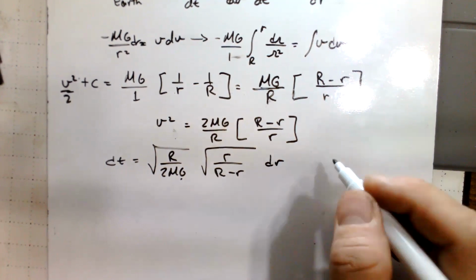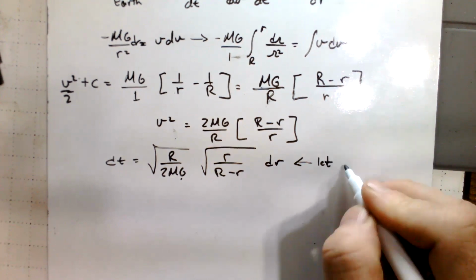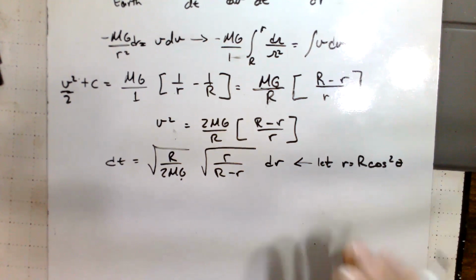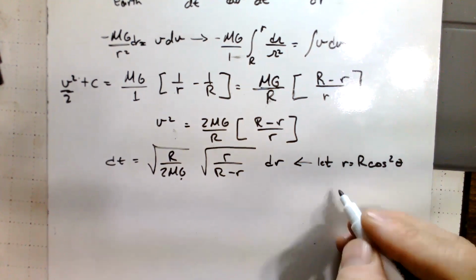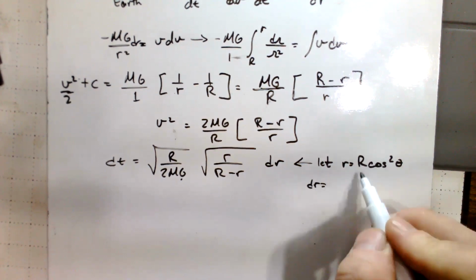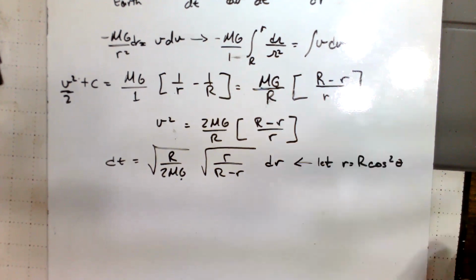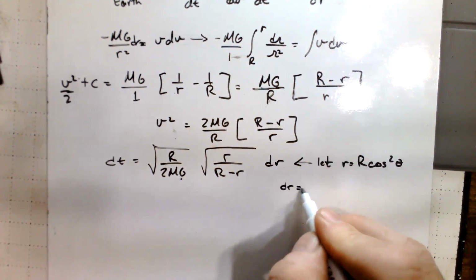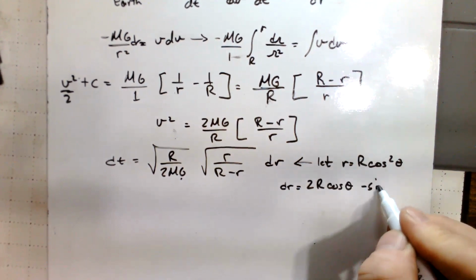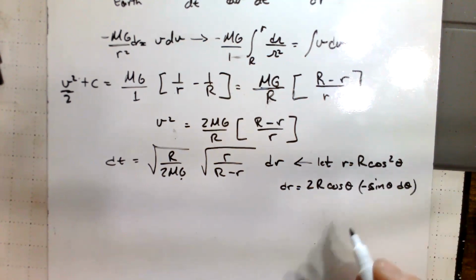It's at this point in the notes, like I said, we're going to let r equal capital R cosine squared theta. And doing so will help us cancel out quite a few things. So dr, we're going to have a product rule here, power rule, it's part of the chain rule. So dr is going to equal negative 2R cosine theta sine theta d theta. Okay, so that's the dr that we have.